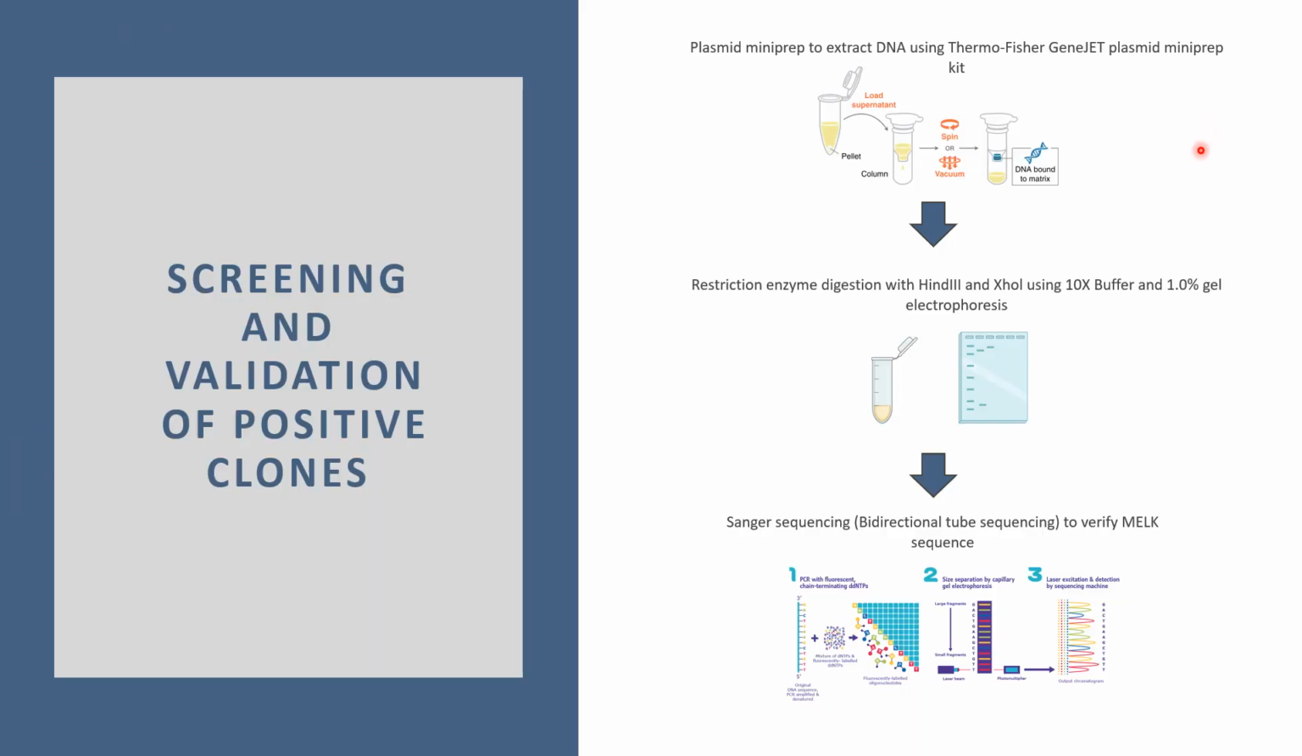To confirm that the MELK gene has been correctly inserted into the vector, plasmid mini-prep will be performed to extract plasmid DNA from the selected bacterial colonies. The extracted plasmid will then be analyzed by restriction digestion and Sanger sequencing. We are using bidirectional sequencing here.